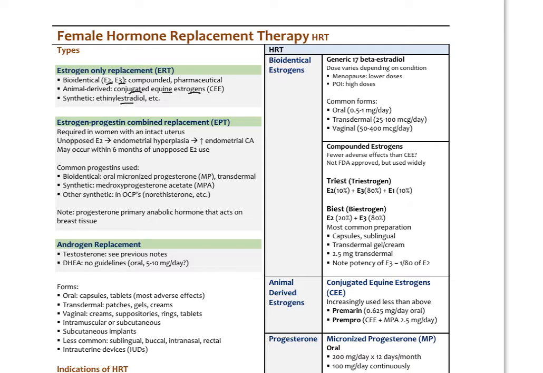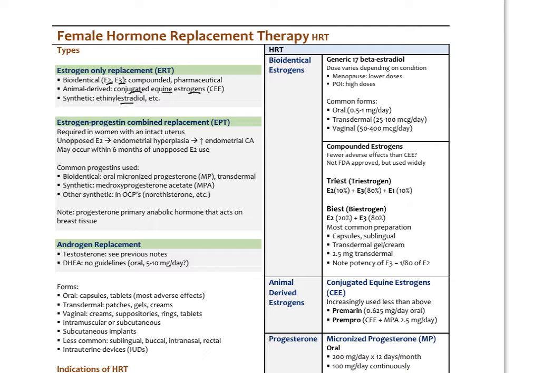Then we have the combined estrogen-progesterone therapy, EPT. And again, that's required for women with an intact uterus. Unopposed estrogen can cause endometrial hyperplasia. That increases the risk of endometrial cancer. And that risk can occur as early as 6 months of unopposed estradiol use. So we don't want to just give estradiol without a progestin if a woman still has her uterus.